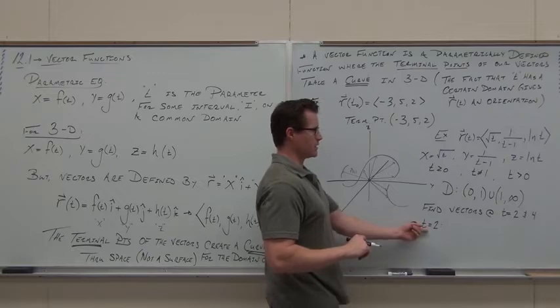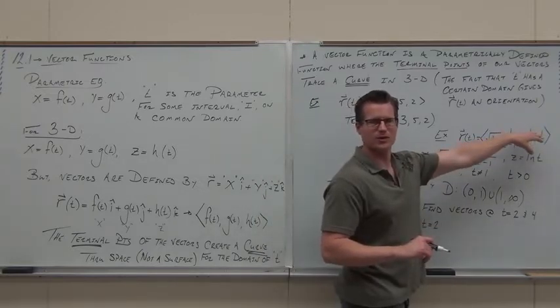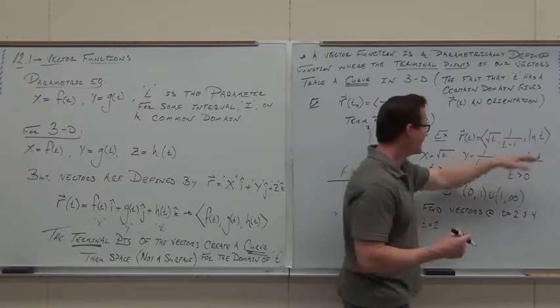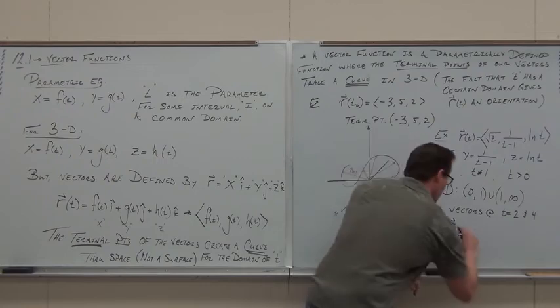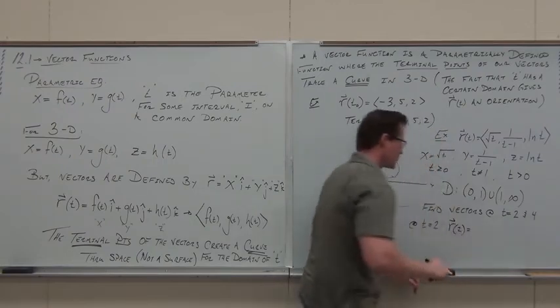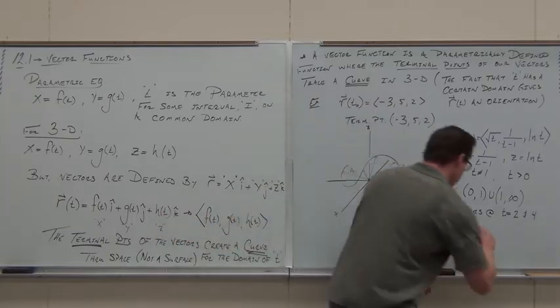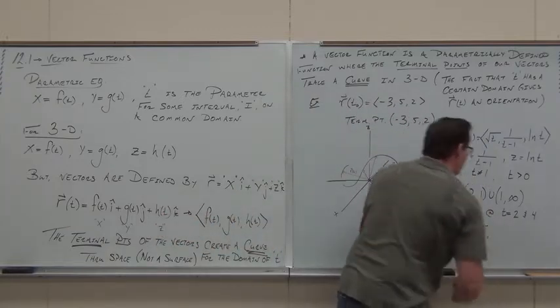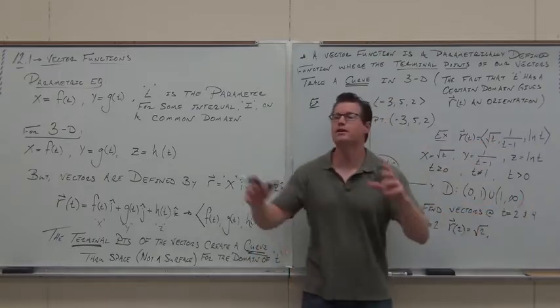At t equals 2, this is all based on t's, right? Plug in your t. So if I wanted to find the vector at t equals 2, plug in 2. What's the square root of 2? I don't know. Leave it. Square root of 2. Can I plug in 2 here? Yes, of course. It's in my domain. You can plug in anything you want.